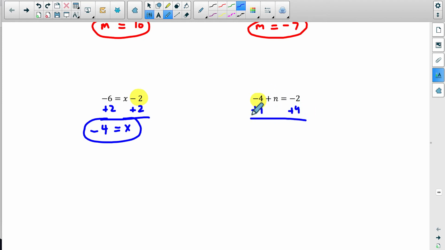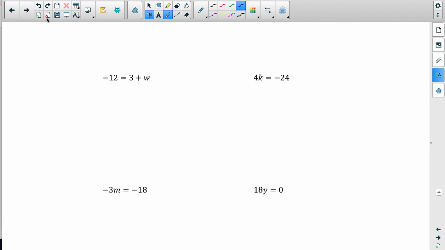Negative 4 plus 4 is 0. Gone. We canceled it. Excellent. We're still left with n plus n or positive n or just n. And negative 2 plus 4 is positive 2. You have more positives and you have 2 more. So there's your answer.